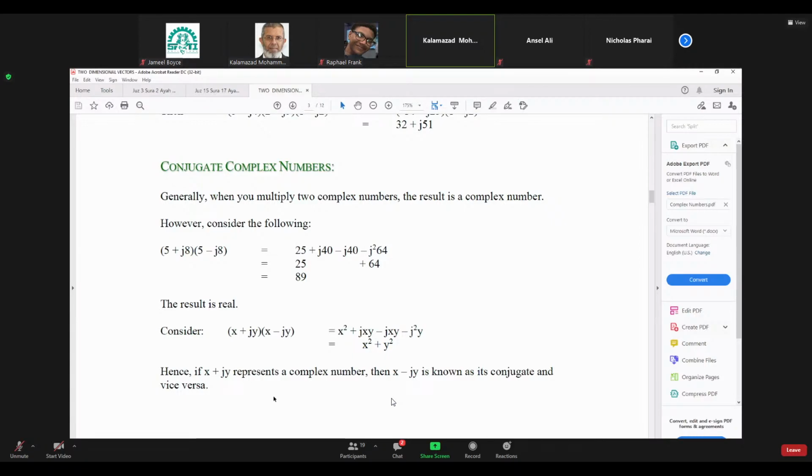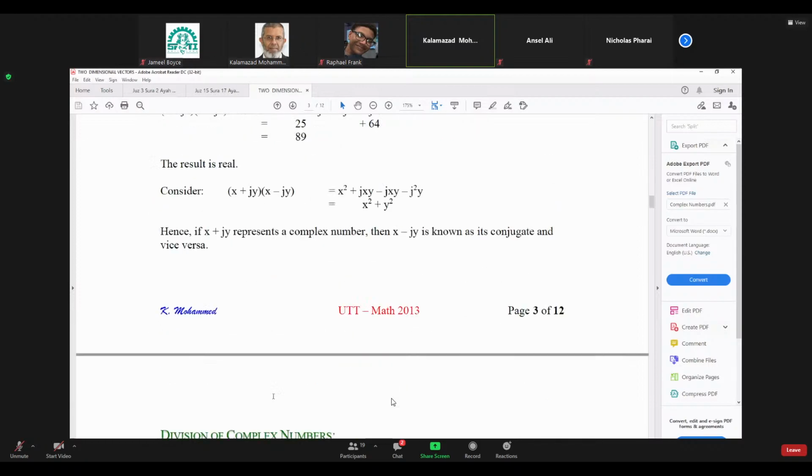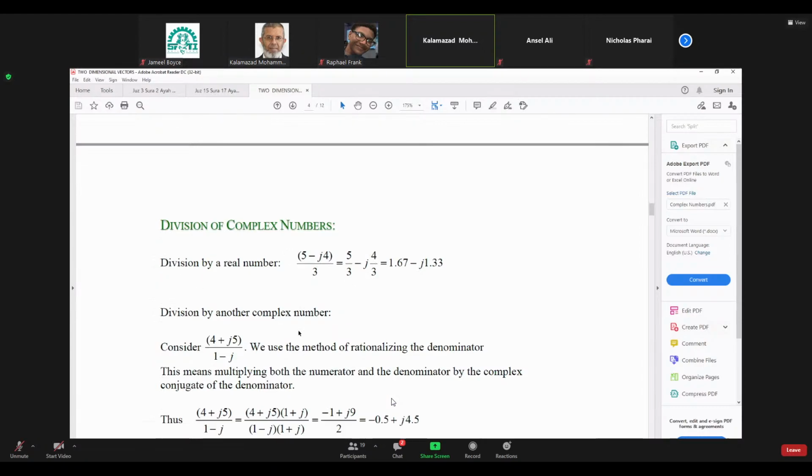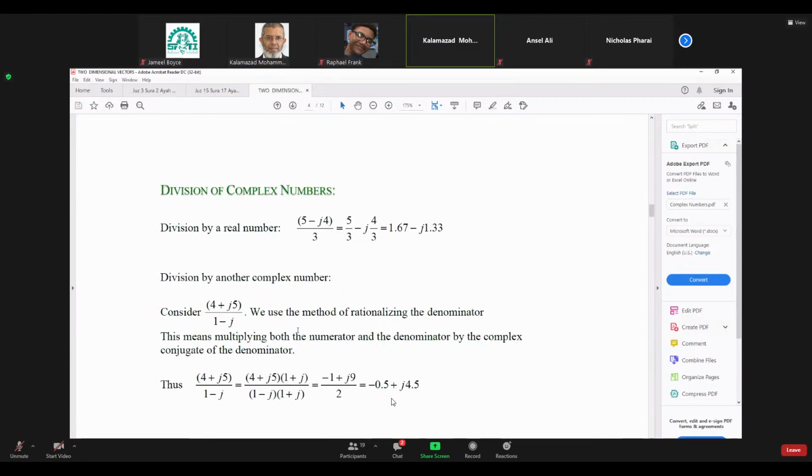Okay, why do we need that? Because we cannot divide complex numbers. All right? So we can divide by a real number, yes, as we saw earlier. All right? We just divide each term by the underneath because the underneath is a real number. So you'll get 5 over 3 minus j4 on 3. All right, but division by another complex number, we cannot do that.